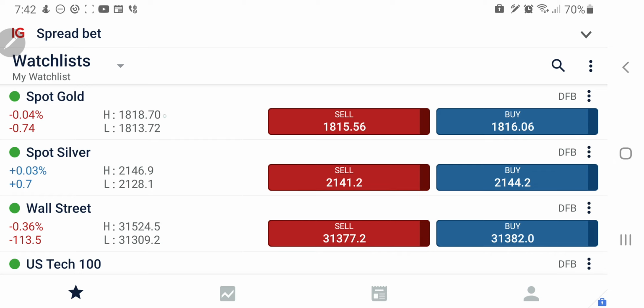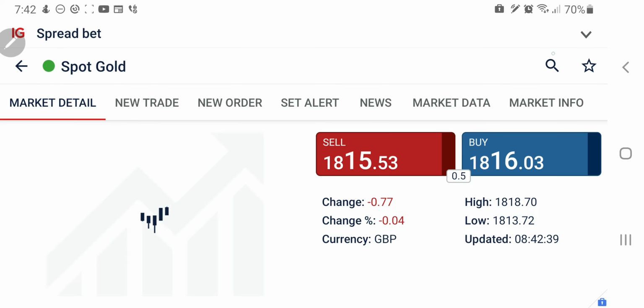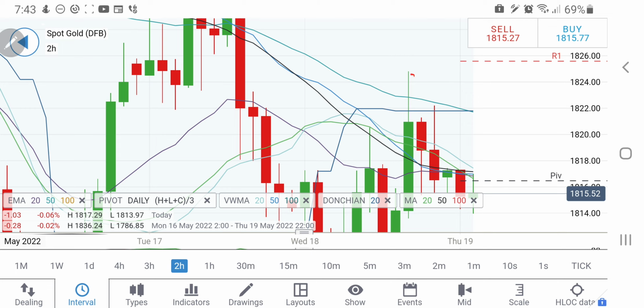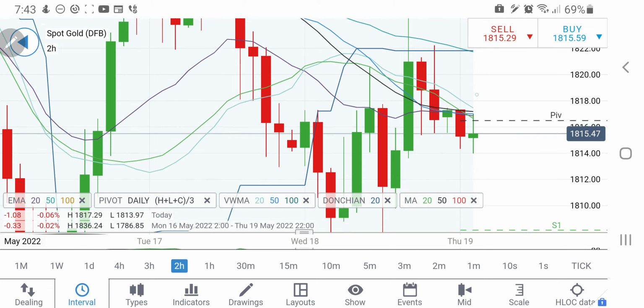Now let's start the day with gold first. Gold right now is trading at 1816 levels. This is the 2-hour chart for gold. You can see this is still trading in a downward trending channel, and it is very much in a downward slope here. However, the level at 1818 will again prove to be a strong resistance for the day.